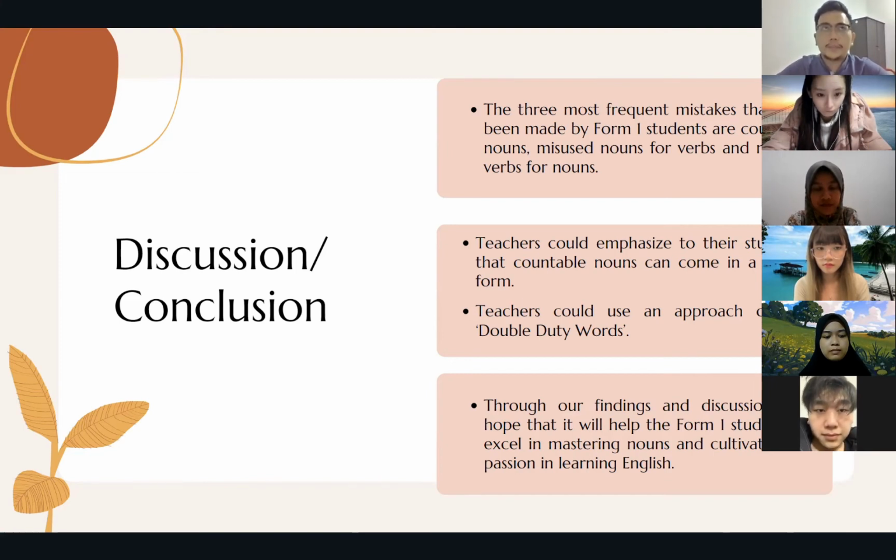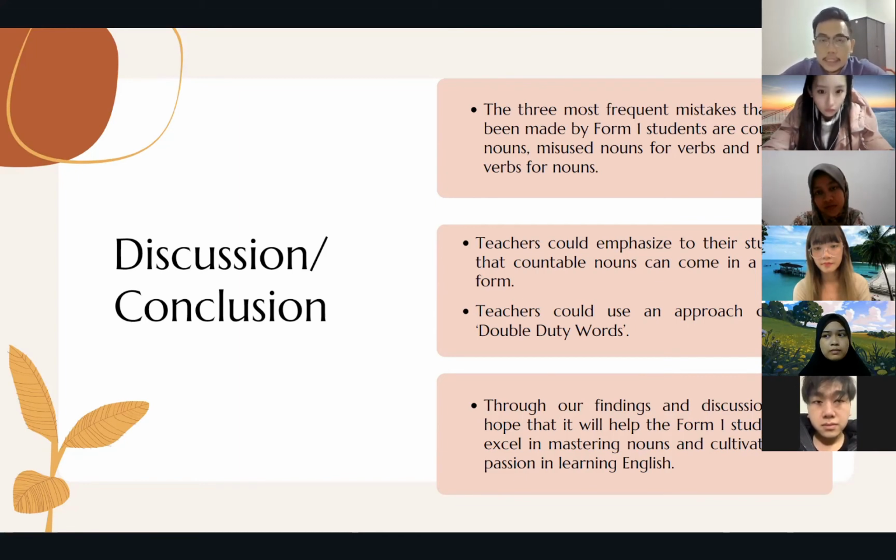As an example, I will give an example based on uncountable nouns so that you can understand easily. We don't say I like rices. We say I like to eat rice. So that is an example of how we can differentiate between uncountable nouns and countable nouns.